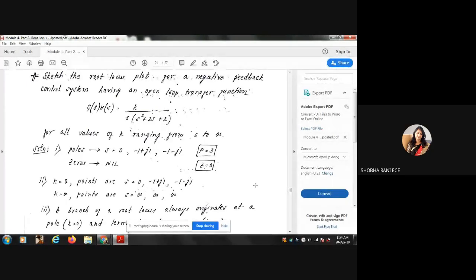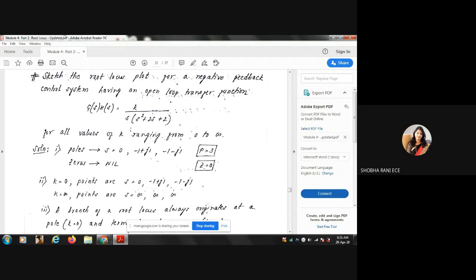Again, for this you are supposed to sketch the root locus for a negative feedback system having open loop transfer function G(s)H(s) equal to K by s into (s square plus 2s plus 2), for all values of K ranging from 0 to infinity. Like in the previous problems, the first step is to find the location of the poles. The location of the poles is obtained by equating the denominator polynomial of the open loop transfer function to 0.